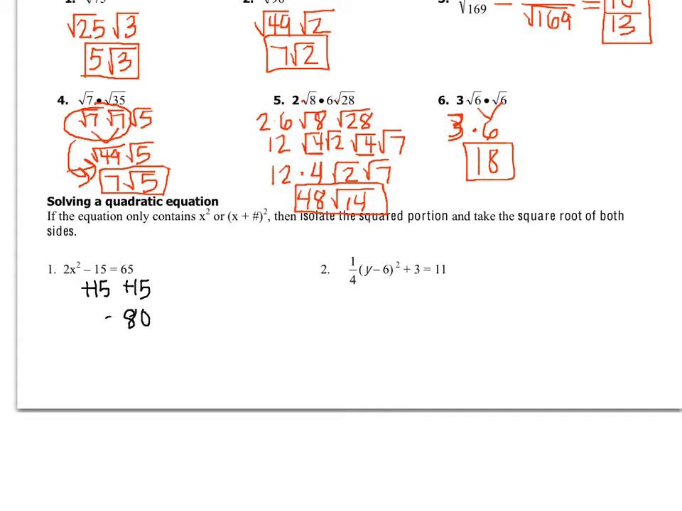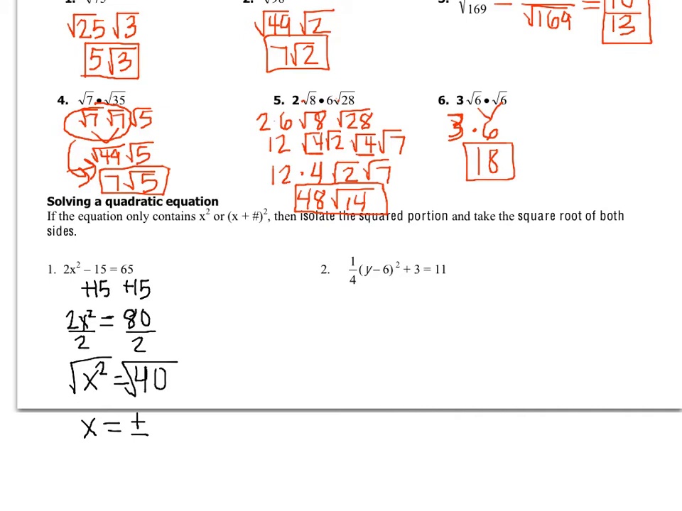So I have 80 equals 2x squared. Divide both sides by 2. x squared equals 80 divided by 2, which is 40. Then I need to take the square root of both sides now that I've got that x squared alone. So x equals, now I need a plus or minus, because remember square roots have a positive answer and a negative answer.